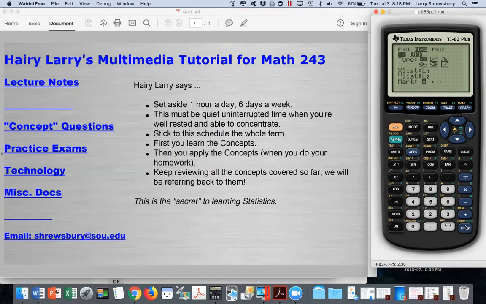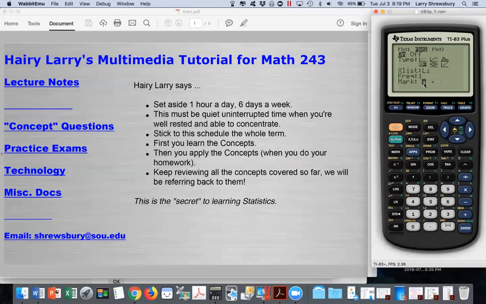On is highlighted, hit enter. Press your down arrow to get down to type and just keep pressing your right arrow until this one is highlighted and hit enter. By the way, never select this one, only this one. This one won't show you if there's outliers, so it's worthless to us. Press your down arrow. Now here we want to put list 2, so press the second key and 2. And frequency will be set to 1, and the same for the mark.